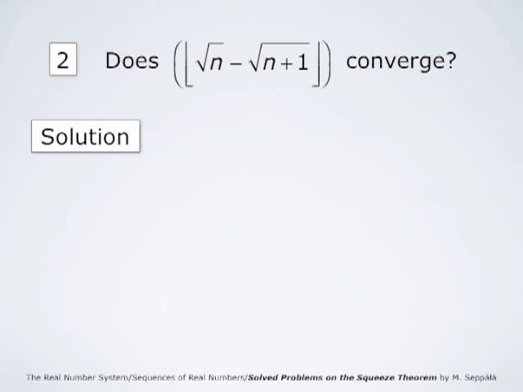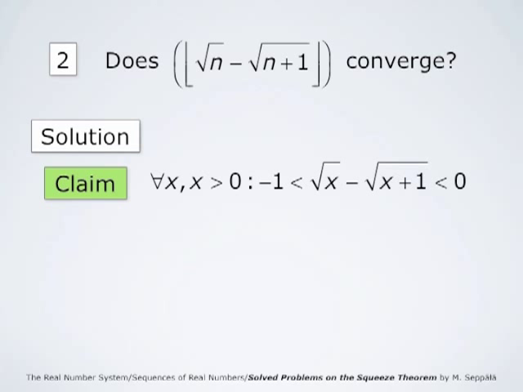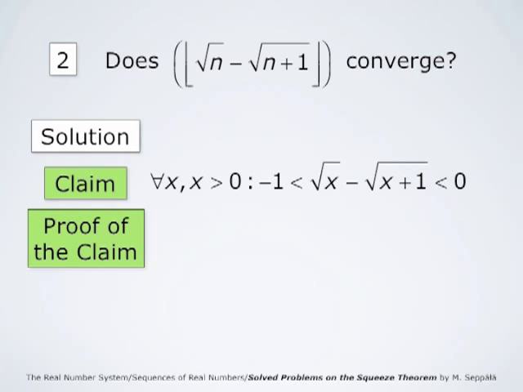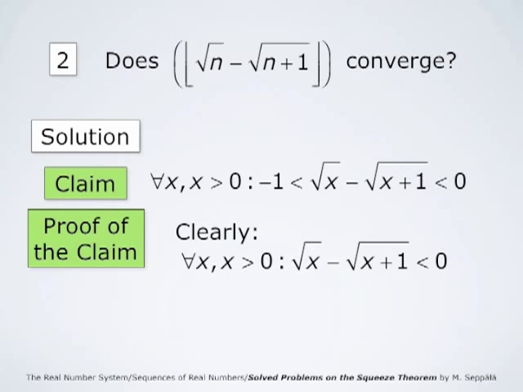And we start by observing that whenever x is a positive number, negative 1 is less than square root of x minus square root of x plus 1, and this is less than 0. This is now a claim which may seem obvious but needs a justification. So the proof of the claim starts by observing that clearly when x is positive, x plus 1 is of course larger than x, and therefore square root of x plus 1 is also larger than square root of x, and the difference of these two quantities is therefore negative.